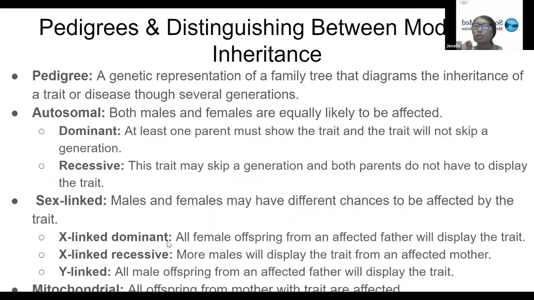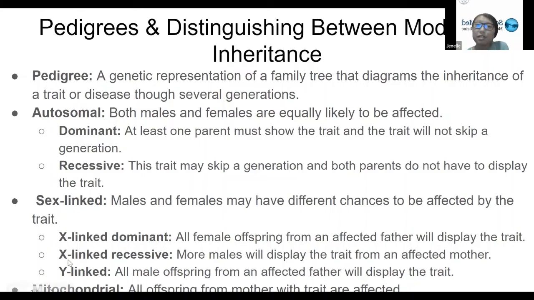So if the child has an affected father and the trait is X-linked dominant, then you know that the specific X chromosome she is getting from her father is the dominant one, and no matter what X chromosome she gets from her mother, she will display the trait that her father has if he expresses it.